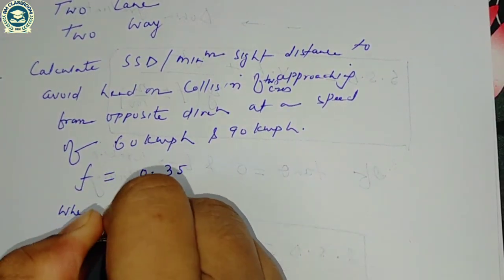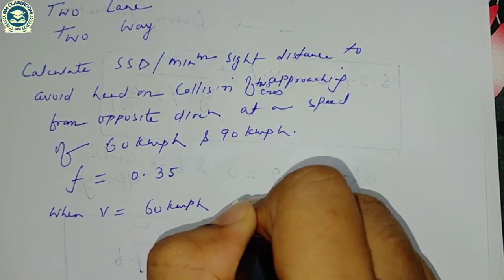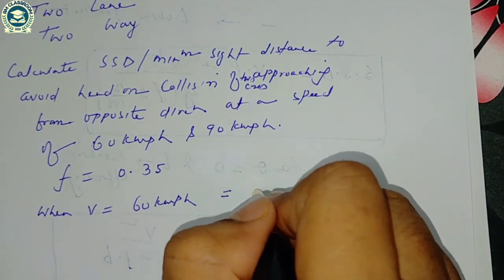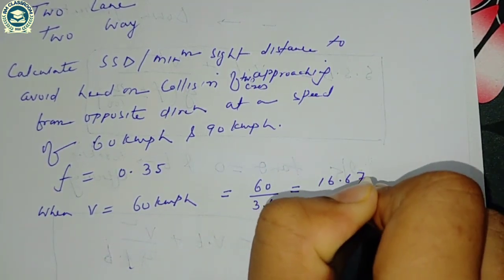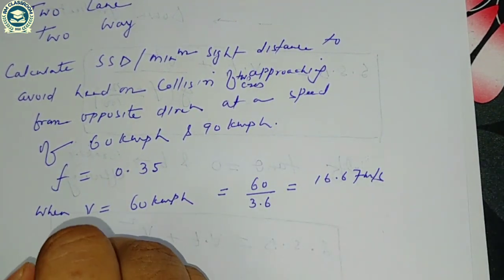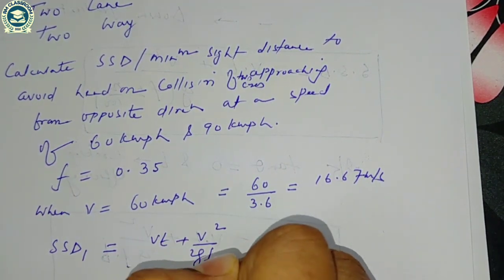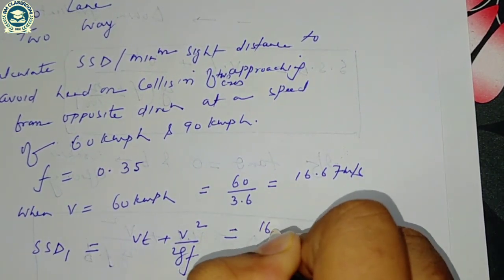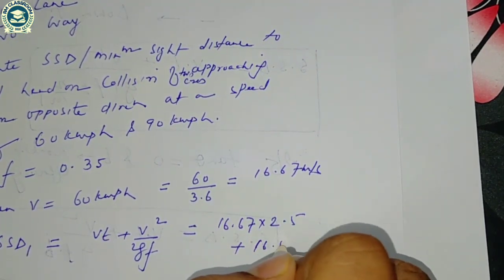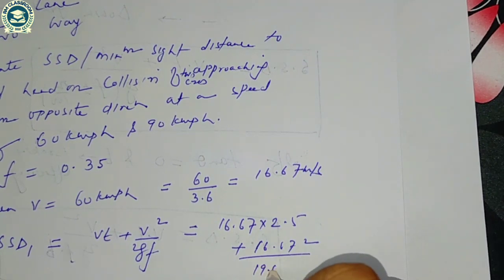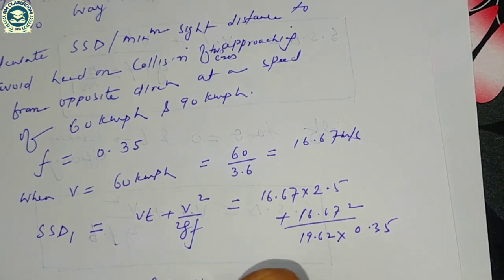So when v is equal to 60 km per hour, if I convert to meter per second, 60 by 3.6, it is 16.67 meter per second. So stopping sight distance is equal to vt plus v square by 2gf, because there is no gradient. Time is not given, so total reaction time is 2.5, plus 16.67 squared divided by 2g, 19.62, into f is 0.35. So it is coming 82.14 meter.